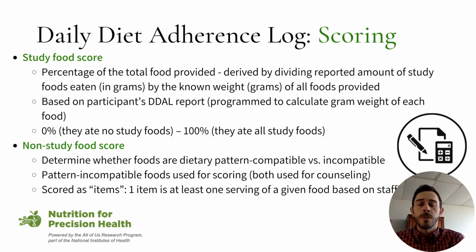And then the way the scoring works for non-study foods is this is scored as items, where one item is representing at least one serving of a given food. And again, this will be based on staff determination, and we'll talk more about how that is done in just a moment.